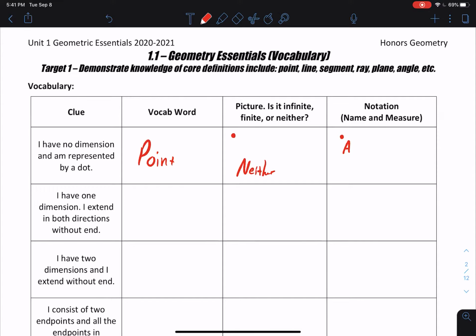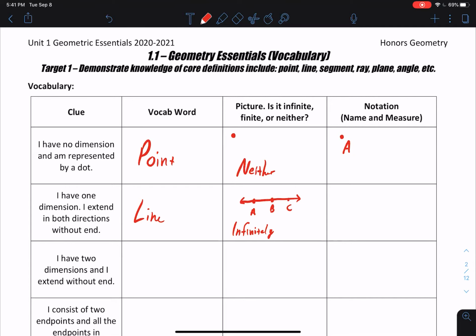All right, next clue. I have one dimension, and I extend in both directions without end. This is a line. So I have a line here. These arrows indicate that it's going both to the left and to the right for infinitely long. All right? And it goes through a couple points here. Let's say A, B, and C. This is infinitely long.